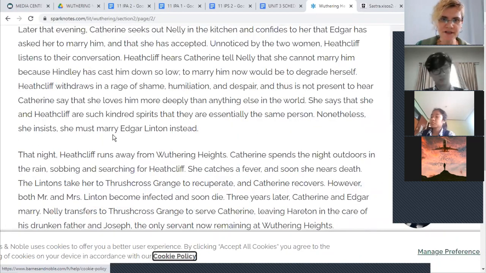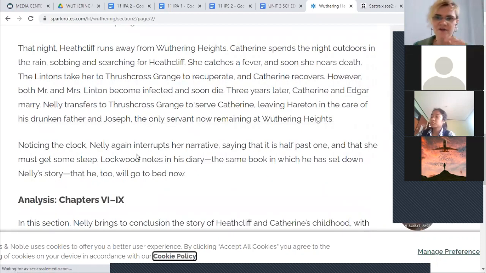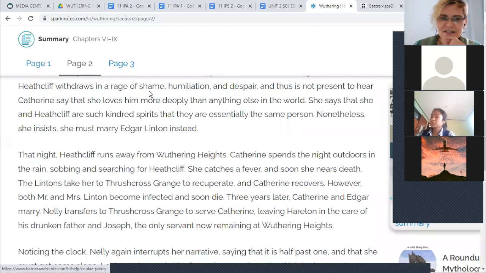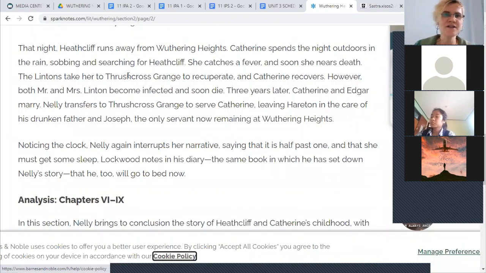So here Catherine tells Nellie the whole story, and Heathcliff gets angry because of what he heard. And Heathcliff didn't hear Catherine say that she loves him. He only heard that she chooses Edgar. And so he runs away.